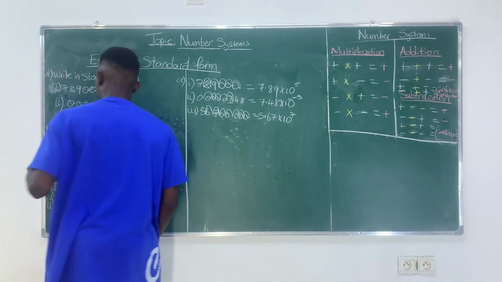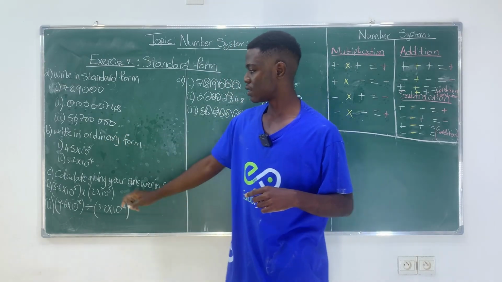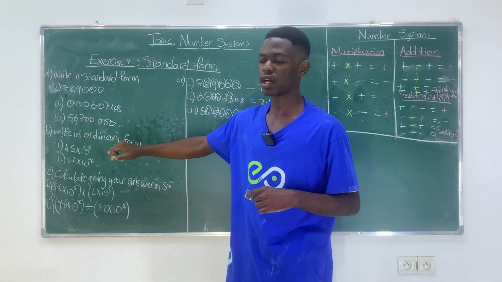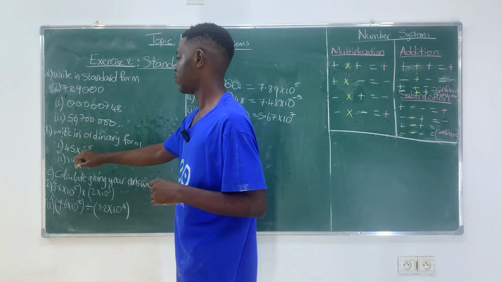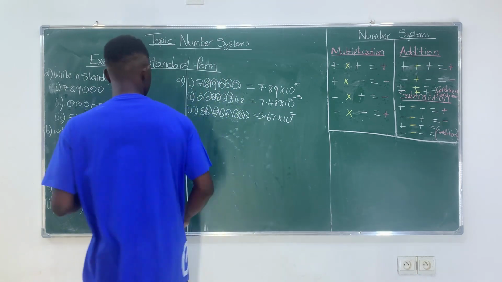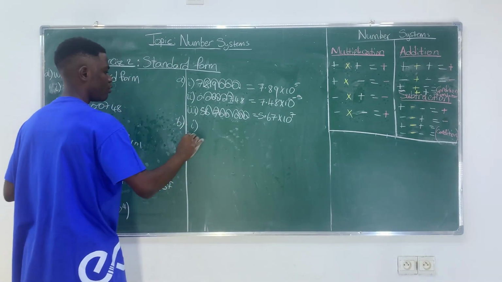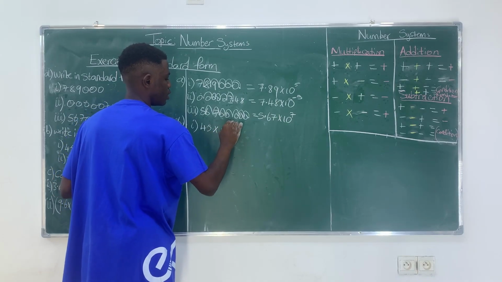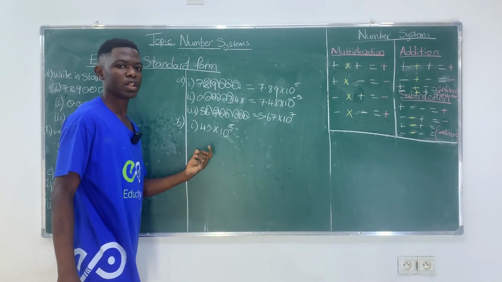B. The B part says write in ordinary form. So here we are going to write this thing. You can see that it is in standard form. I'm going to write it in ordinary form this time. So, Roman 1 says 4.5 times 10 to the power 5. How do I write it in ordinary form?